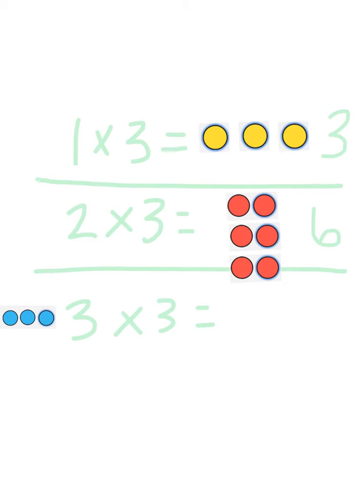3 multiplied by 3, or 3 groups of 3. There's my first group of 3, my second group of 3, and my third group of 3. 3, 6, 9. So 3 multiplied by 3, or 3 groups of 3, equals 9.